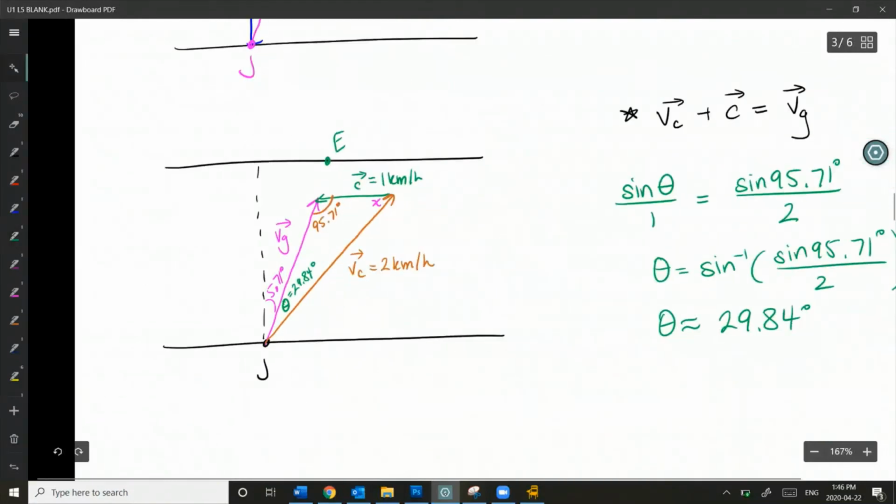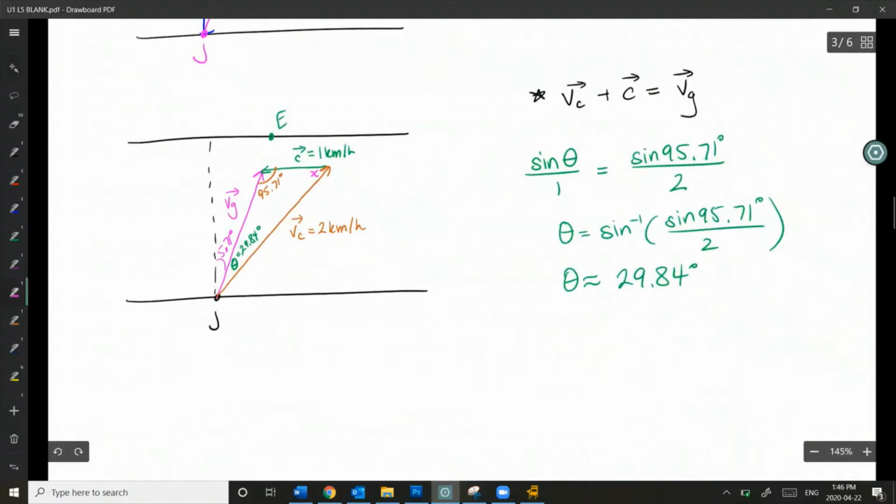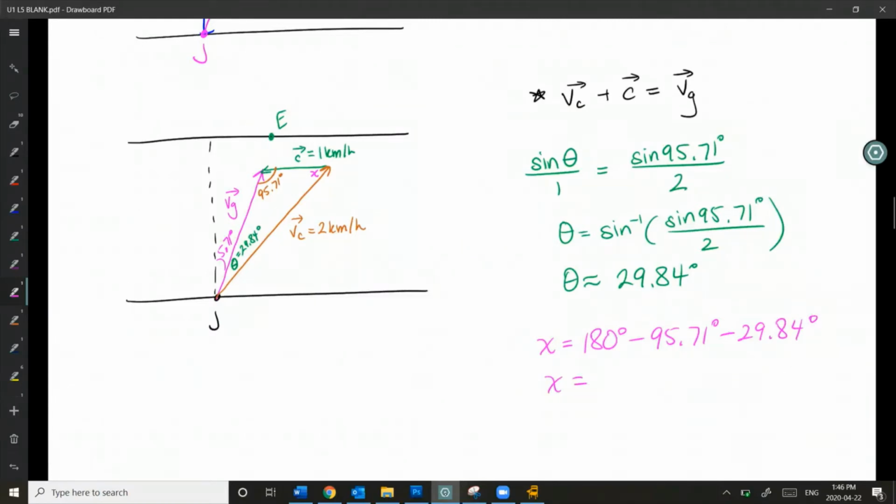And because I have 2 angles in this triangle, I can actually find the third angle by simply subtracting these guys from 180. So let's subtract 95.71 degrees and 29.84 degrees to find that remaining angle. So you should get, again, this is a bit of an approximation because we're doing some rounding here, about 54.454 degrees. So let's just say about 54.45 degrees.